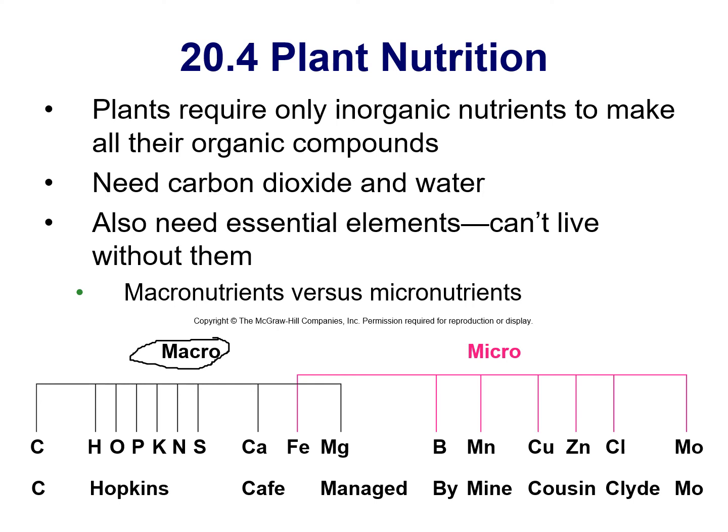Plants need carbon, hydrogen, oxygen, phosphorus, K is potassium, N is nitrogen, S is sulfur, then calcium, iron, and magnesium. The micro ones, and magnesium and iron are kind of like a middle ground here, but these micro ones need to have it in smaller amounts. You've got boron, manganese, copper, zinc, chlorine, and molybdenum, I believe that one is, right?